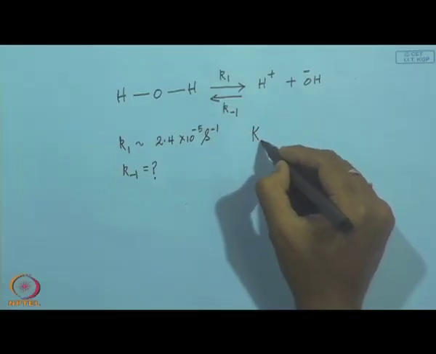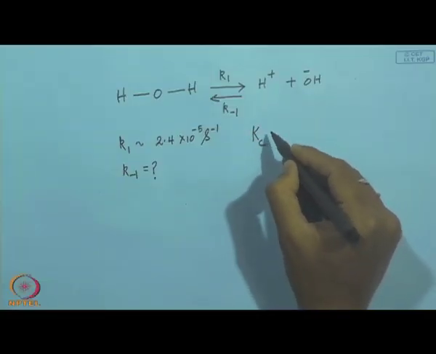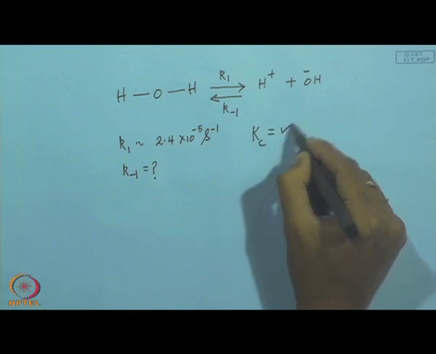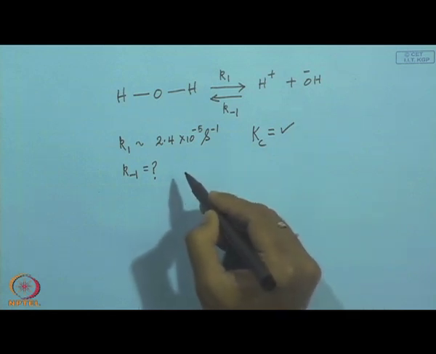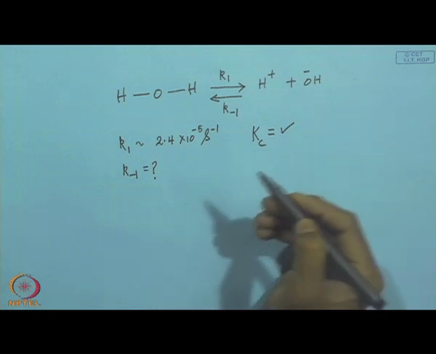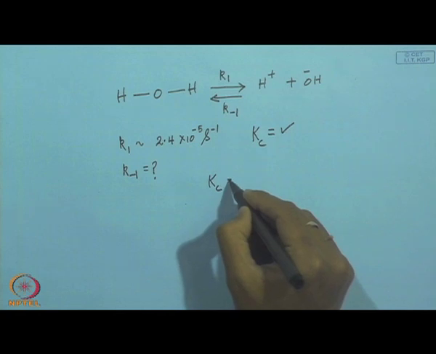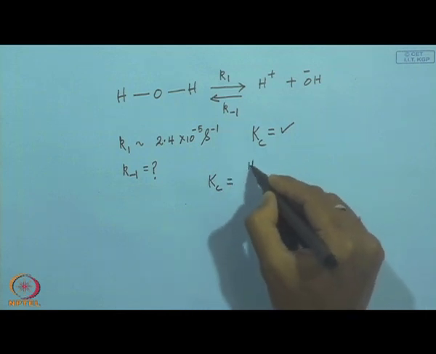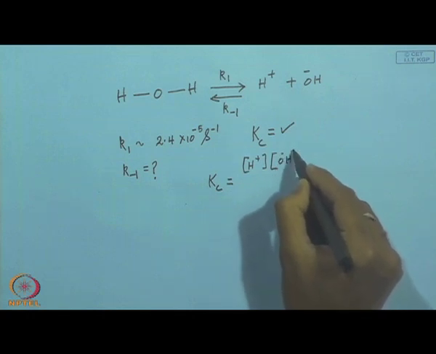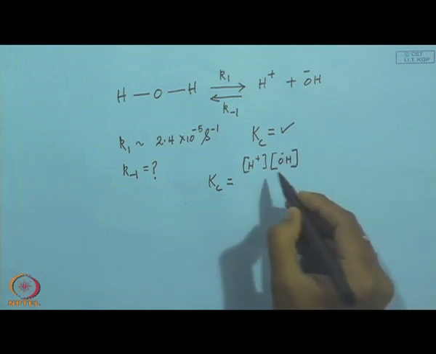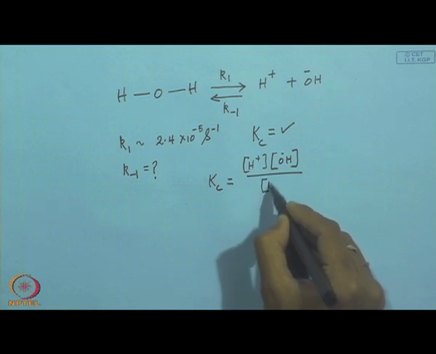As I told you in the last slide, the prescription is that we should know the equilibrium constant Kc, that is the concentration equilibrium constant. It should be known, and we have got this one. So, from this we should be able to find out K minus 1. So, Kc is equal to H plus concentration into OH minus concentration divided by water concentration.